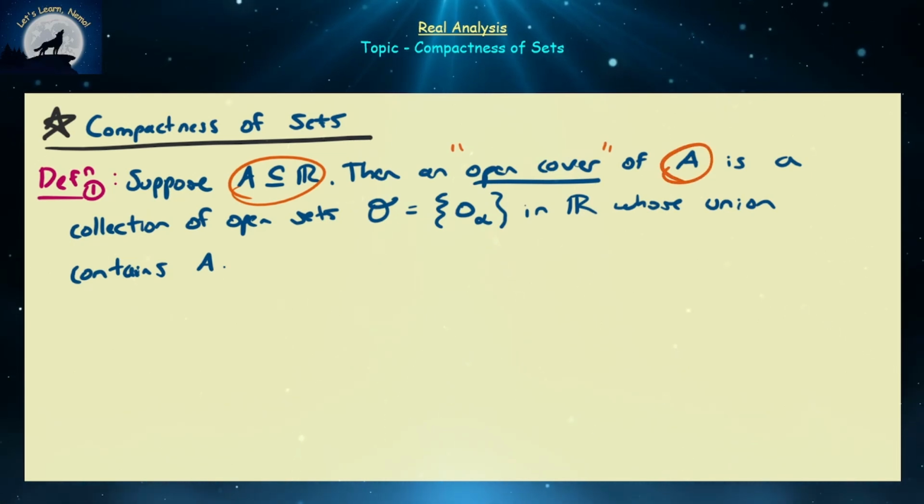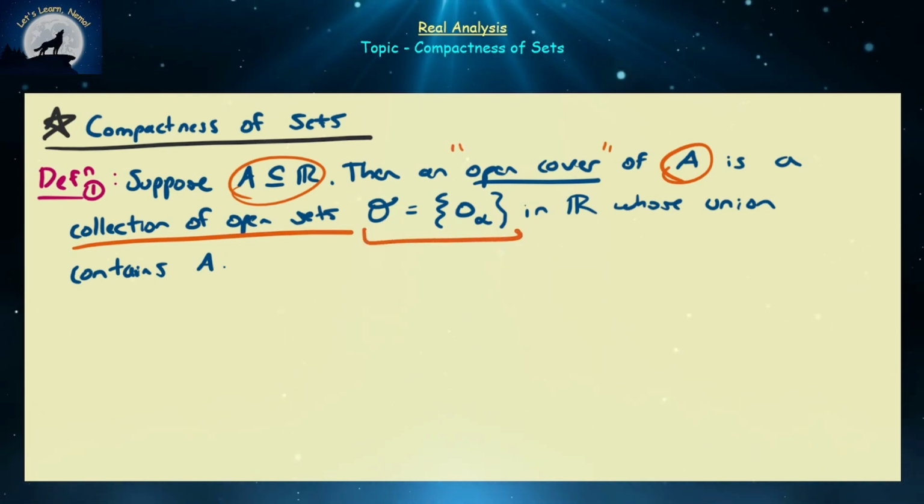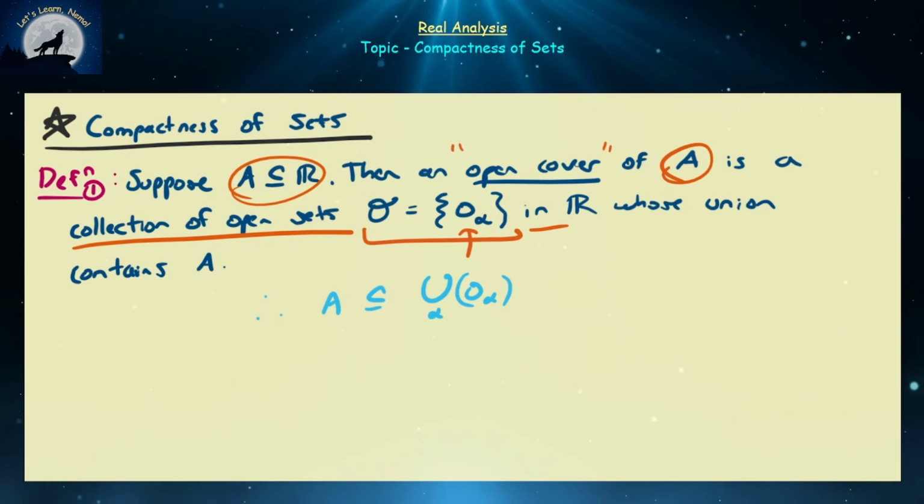So what is an open cover? An open cover is just going to be a collection of open sets, and I'm going to represent it by a fancy letter O to be the collection, and then we're going to have a bunch of sets within that set in R whose union contains A. So we can write that A is going to be a subset of the arbitrary union across all alpha of those particular open sets O alpha. And here alpha could be enumerated over a countable or potentially uncountable set if you desire.